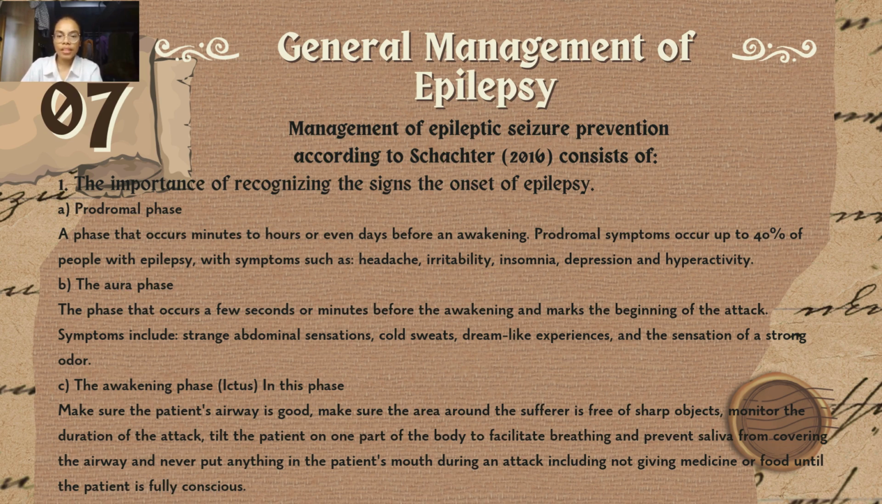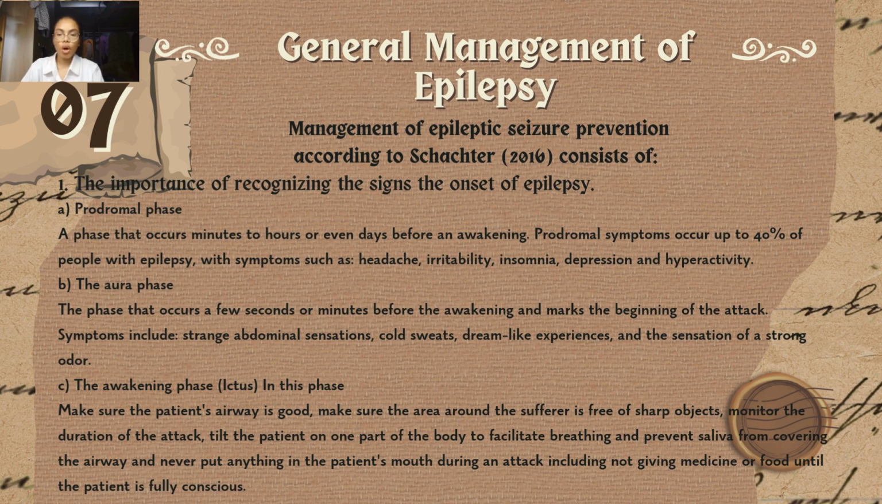B. The aura phase, a phase that occurs a few seconds or minutes before the attack and marks the beginning of the attack. Symptoms include a strange abdominal sensation, cold sweat, dream-like experience, and the sensation of a strong odor. C. The attack phase, or ictal phase. Make sure the patient's airway is clear. Make sure the area around the patient is free of sharp objects. Monitor the duration of the attack.